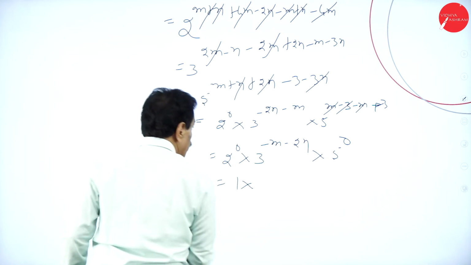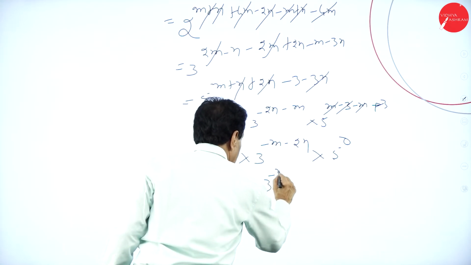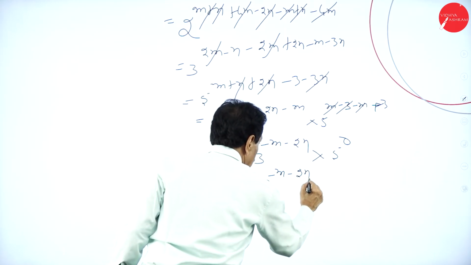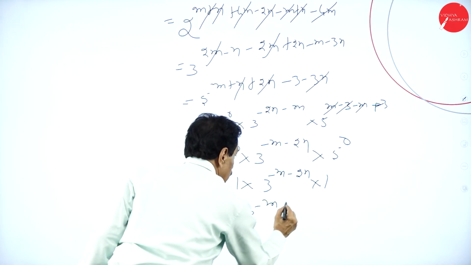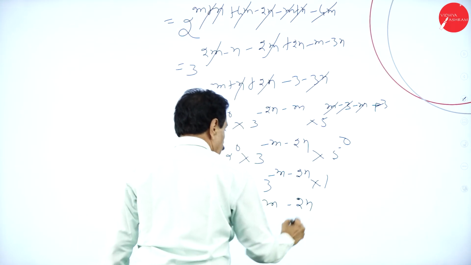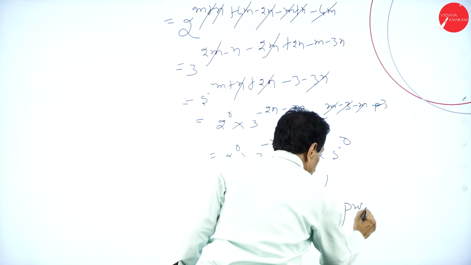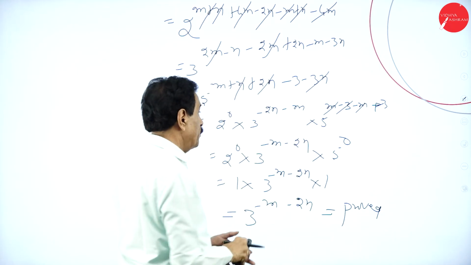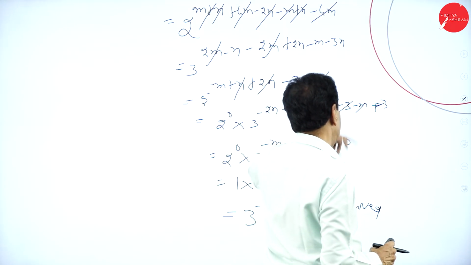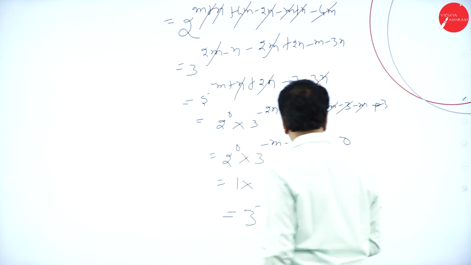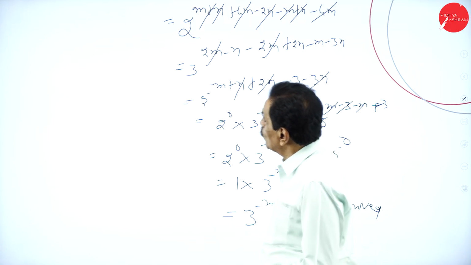This is 1, 3 to the power of minus m minus 2n into 1. This is 3 to the power of... proved. 5 to the power of m minus 3 minus m plus 3. 3 cancel m. This is 5 to the power of 0. We'll move on to the next one.